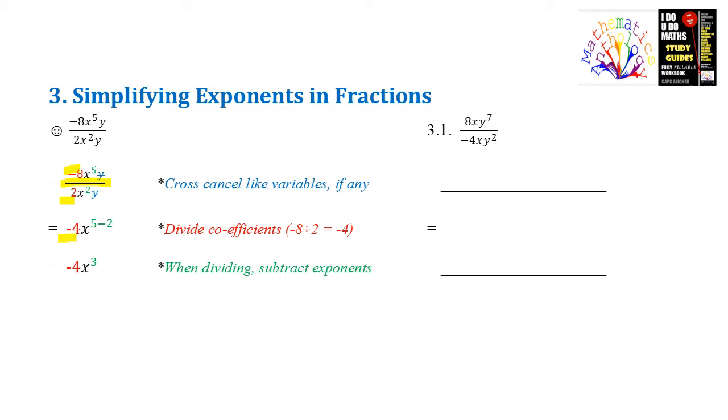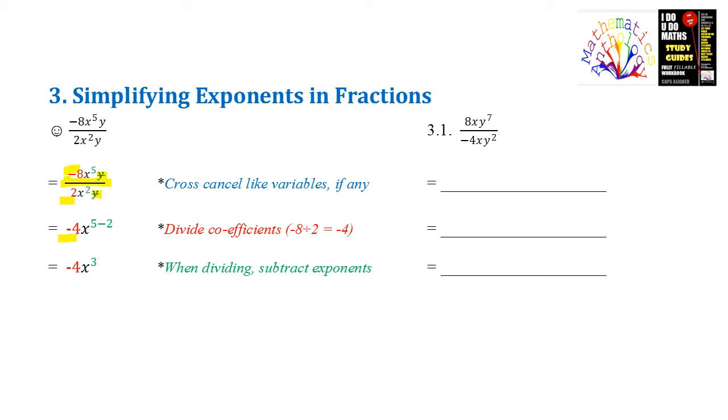Now let's look at the variables. First we look to see if there are any variables that can cancel off. Remember, you can cancel variables that are exactly the same in the numerator and the denominator. So we have y on the top and we have y at the bottom. We can cancel those out because this is all one term each on the top and bottom. So we will be left with then our x bases. We have 5 on the top, 2 at the bottom.